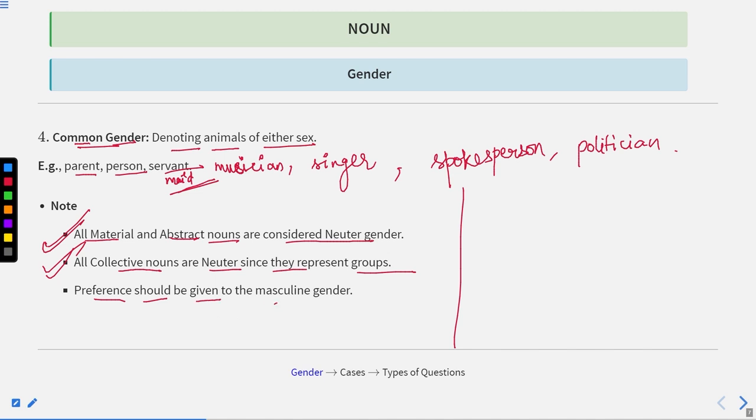Preference should be given to the masculine gender. Now this is again very, very important, but this is the case of common gender. Whenever there is any common gender, we can't decide whether we are talking about the male member or the female member by merely listening to the word. Therefore, if we have to write any pronoun for it, we should always prefer the masculine gender. Let me give you an example over here.